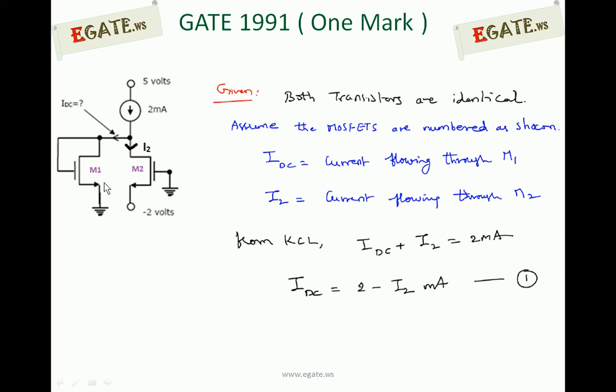So IDC is the drain current flowing through M1, I2 is the drain current flowing through M2 transistor. If you apply KCL at this point, we can write IDC plus I2 is equal to 2 milliamperes. Otherwise IDC is equal to 2 minus I2 milliamperes. If you calculate I2, then you can calculate IDC using this equation. So now our aim is to calculate I2, the current flowing through M2 transistor. Okay, now we will see.